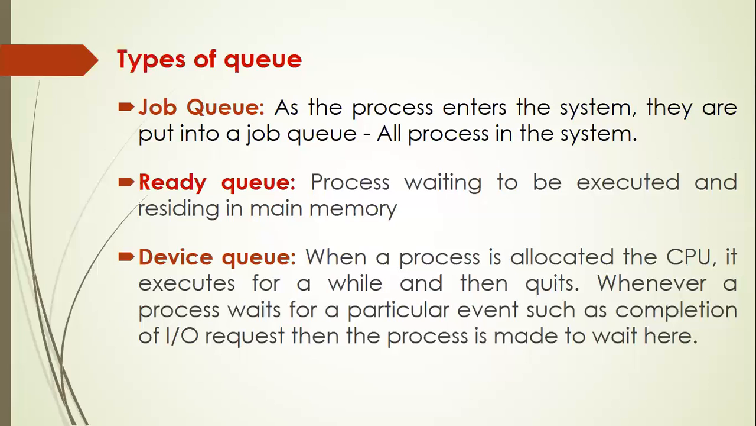The next set of programs is brought from the job queue to the ready queue. After executing all the programs in the ready queue, if there are no IO operations, your device queue will be completely empty. Because if none of the programs in the ready queue has any IO operation, all your device queues will be completely empty. So this is the role of the different types of queues in any scheduling algorithm or scheduling policy.